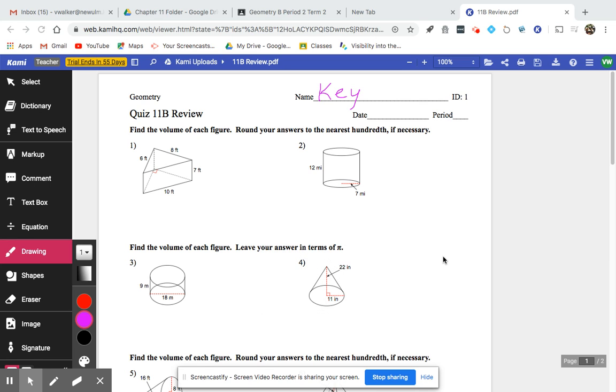All right, how's it going, geometry? Well, if I can hang on to my key, that'd be awesome. I just dropped it.